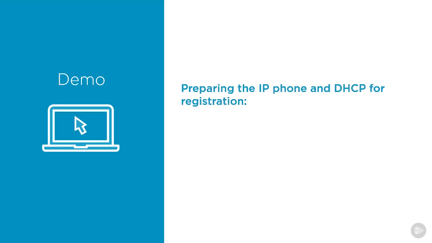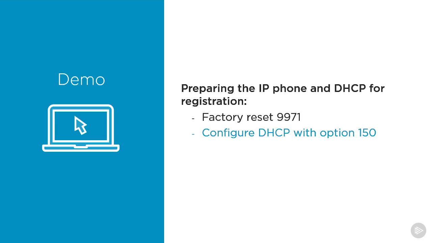In this demonstration, we're going to show you how to prepare the IP phone and DHCP server for registration. We're going to demonstrate how to factory reset a 9971 phone, and then we're also going to show you how to configure the DHCP server with option 150. That's going to allow the phone to learn the IP address of our TFTP server, Trivial File Transfer Protocol. That's the server the phone needs to go to download its configuration. In this demonstration, we're going to show you how to set that up so that we can deploy and register our phones.